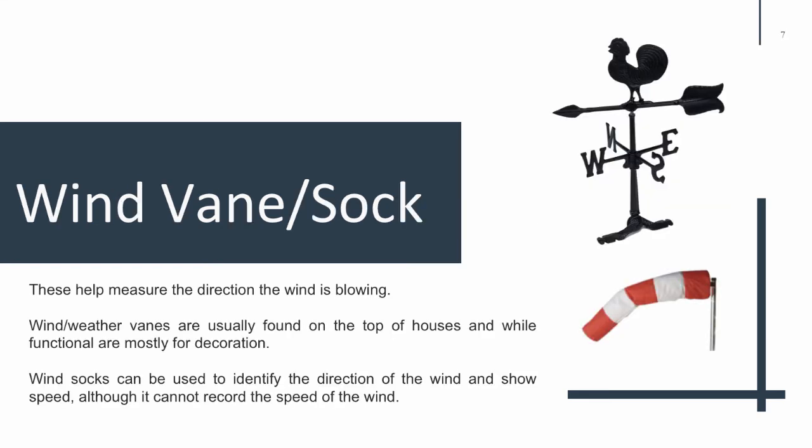We have a wind vane or sock, or a weather vane or sock. These help measure the direction the wind is blowing. A wind or weather vane is usually found on top of houses, and while they're functional and can help us determine what direction the wind is blowing, they're not really used much for that other than decoration. A windsock you might see if you go to an airport or an airfield where there are planes. Windsocks can be used to identify the direction of the wind and show its speed, although it can't tell you how fast it's going. Just by visual, you can tell if the wind is blowing pretty fast or not very much at all, depending on how inflated the sock is.